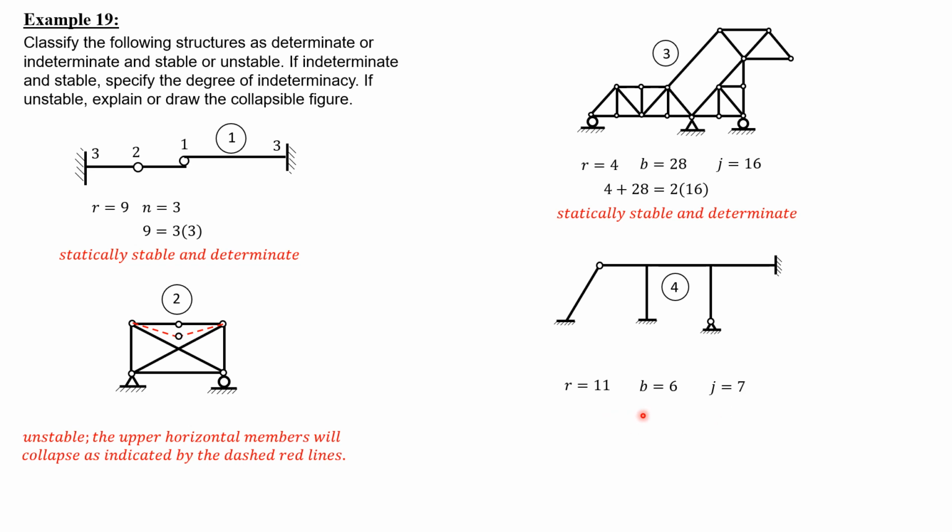So R is 11, bars 6, condition 1, so R plus 3 times bars compared to 3J plus C: 11 plus 3 times 6 is greater than 3 times 7 plus 1. That's why it is statically stable and indeterminate to the 7th degree. So that's it for this stability and determinacy of structures.